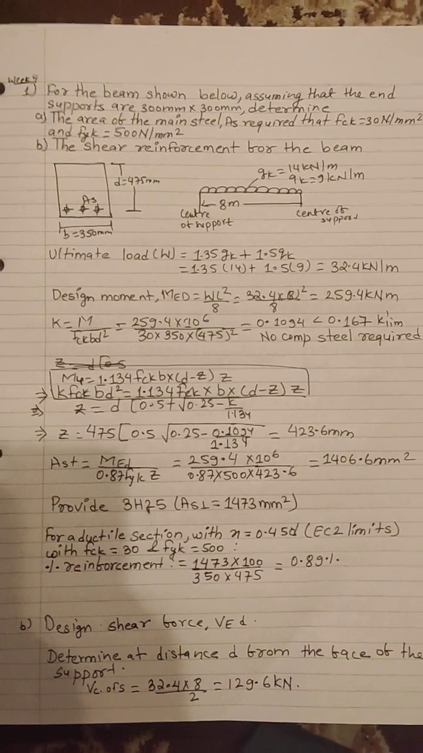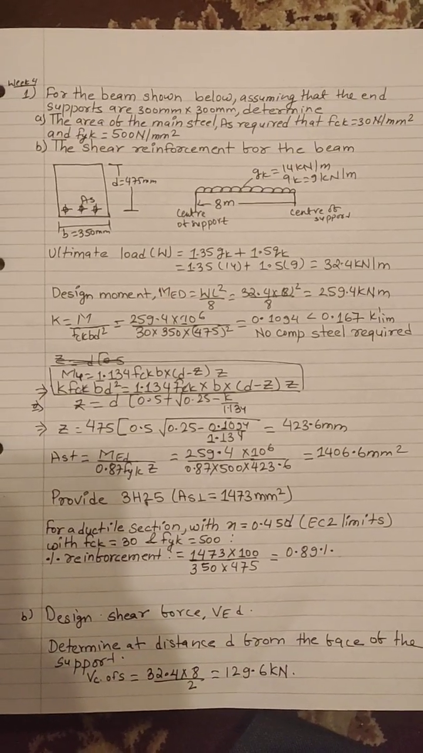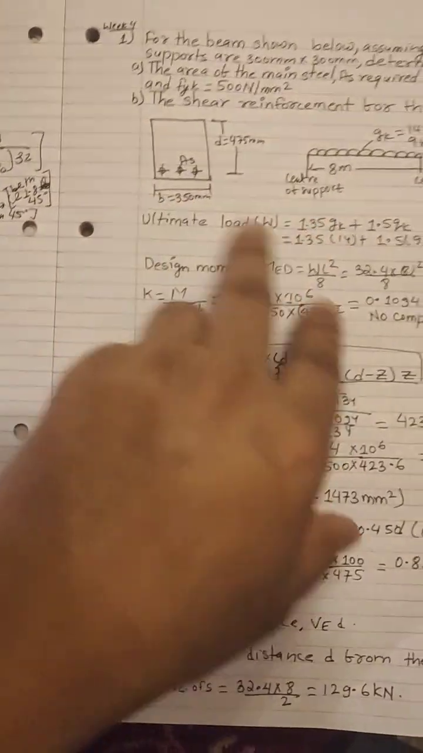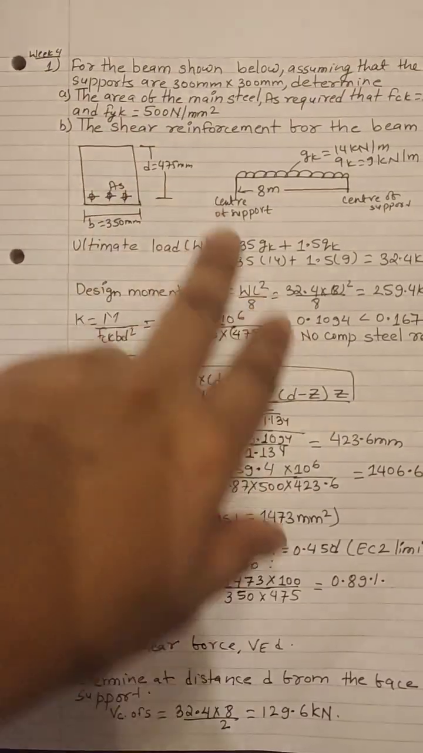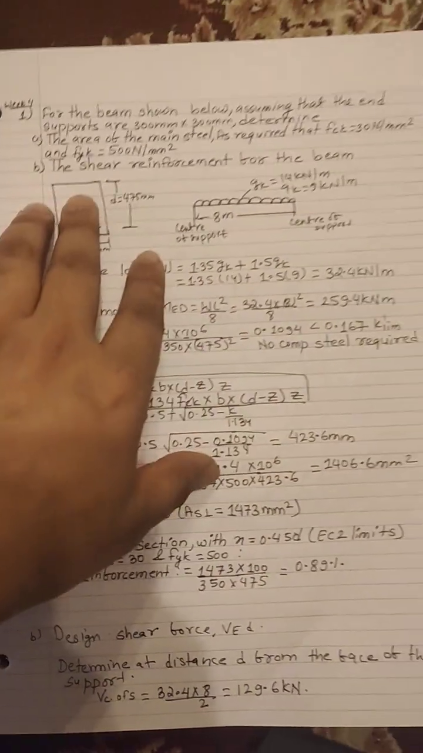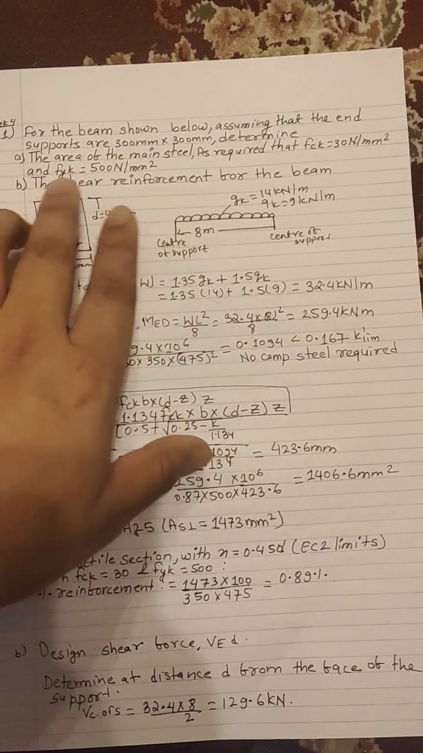This is the video related to shear reinforcement. For the beam shown below, assume the support width is 300 mm, and determine the area of main reinforcement required for fck 30 and the shear reinforcement of the beam.